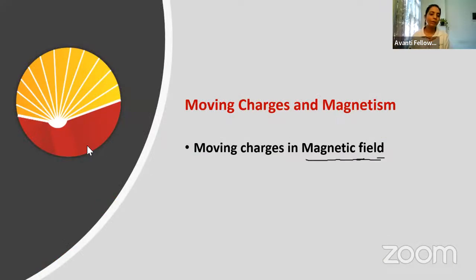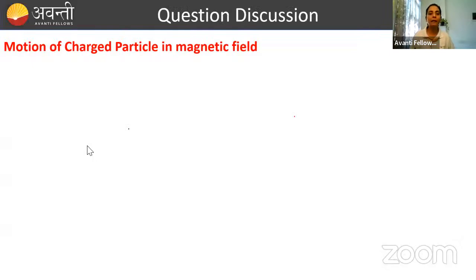Then you already must have studied charges in magnetic field in your CBSE class, right? So today, before moving on to the questions, I will give you a brief overview of which concepts will be useful in solving the questions. Okay? So for the first 10 minutes, we will go through theory, and after that, we will be doing questions. Chalo.